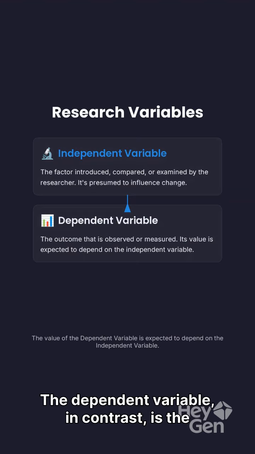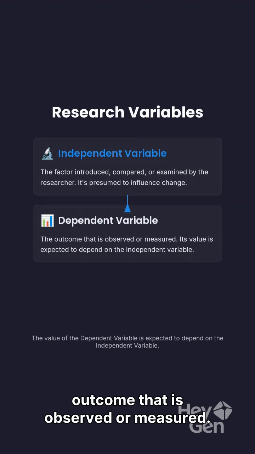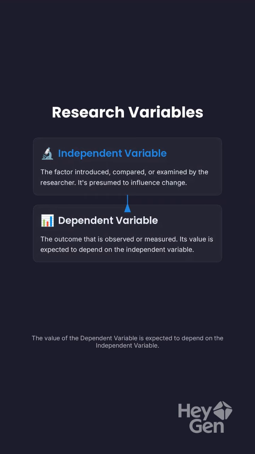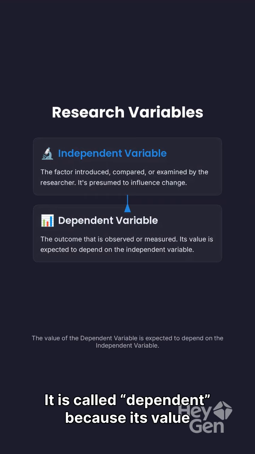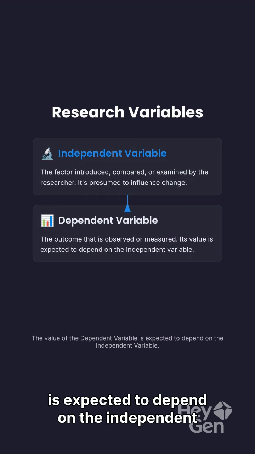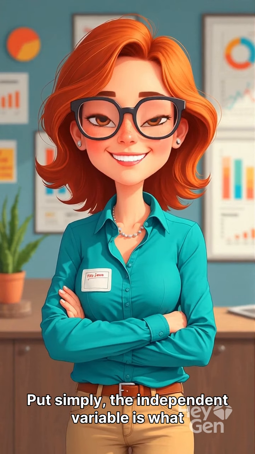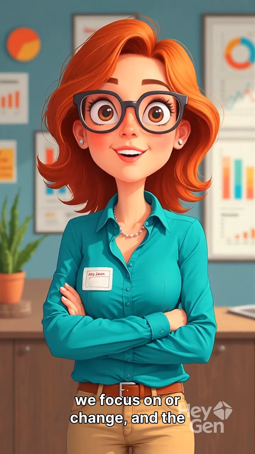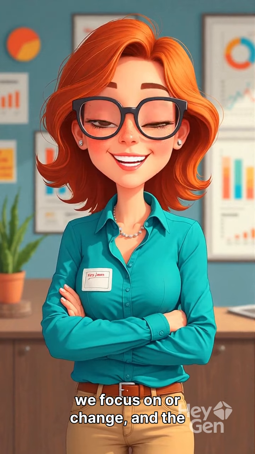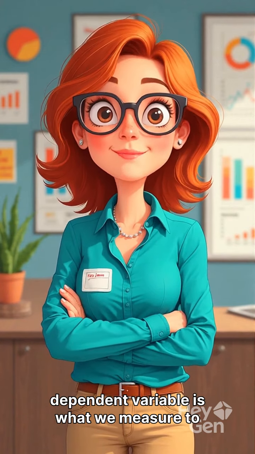The dependent variable, in contrast, is the outcome that is observed or measured. It is called dependent because its value is expected to depend on the independent variable. Put simply, the independent variable is what we focus on or change, and the dependent variable is what we measure to see the effect. Let's look at a straightforward example.